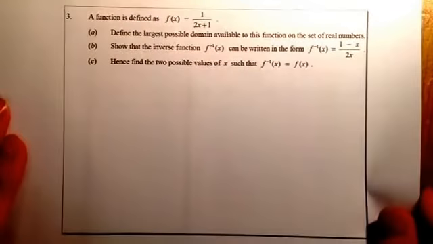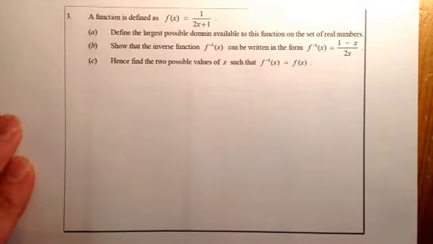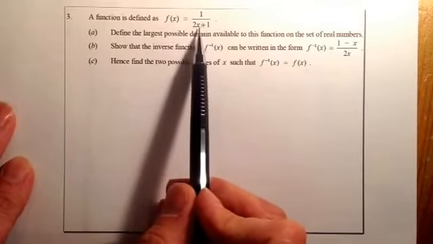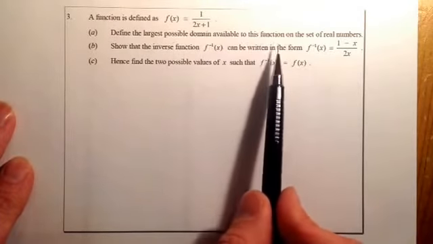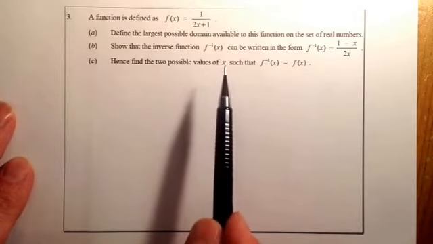Okay, we're on to question 3. Right then. So question 3, what we've got is a function f of x is 1 over 2x plus 1. To find the largest possible domain available to this function on the set of real numbers.